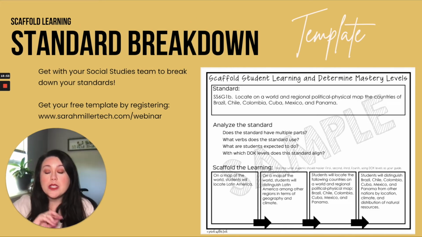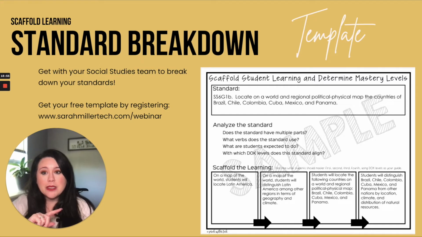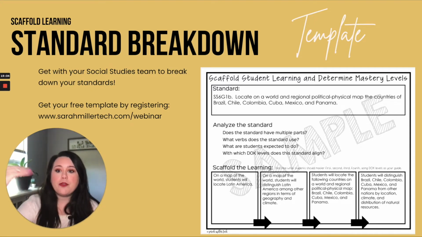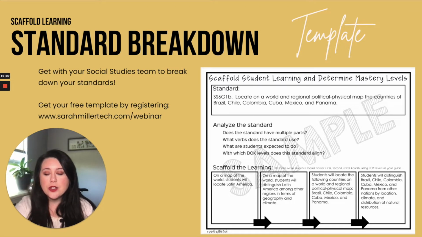To do your standard breakdown, I recommend getting with your social studies team to work on this together if you don't already have it. A lot of schools will already have the standard breakdown. Even if you had them from the 15-16 standards, you could probably pull from that information and just update it to match the changes from the standards. But if you haven't gotten your standards broken down yet, I recommend using your social studies team, if you have one, to sort of divide and conquer.